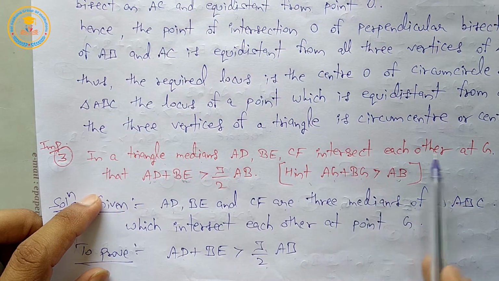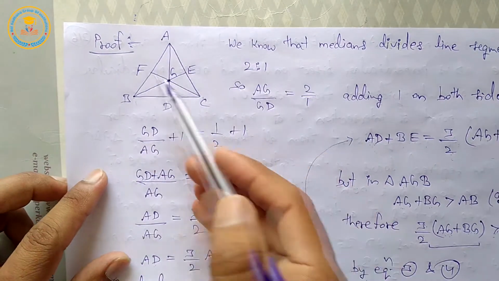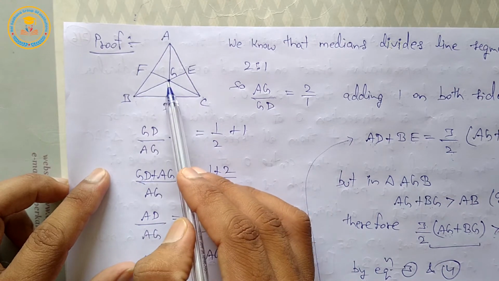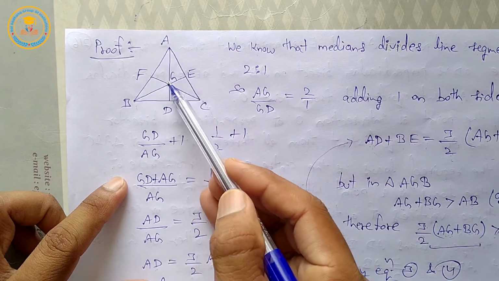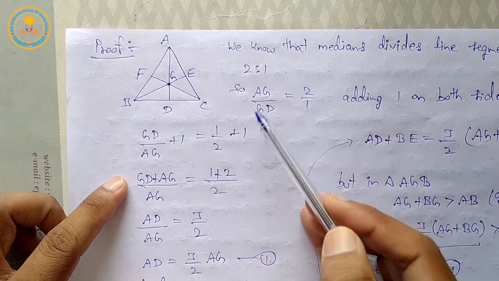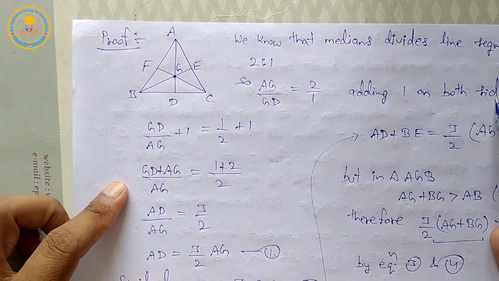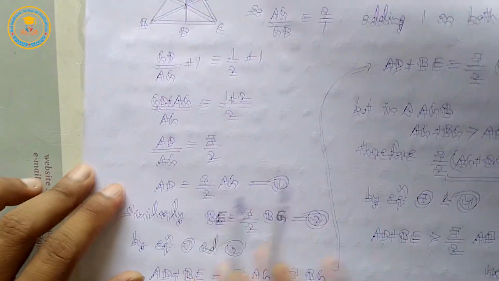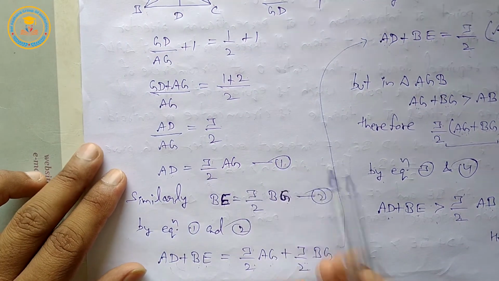Therefore, we first calculate the value of AD. The value of AD is 3/2 AG. This is equation first. Similarly, the value of BE is 3/2 BG. By equation first and second, adding left hand side to left hand side and right hand side to right hand side, AD plus BE on the left, and 3/2 AG plus BG on the right, where 3/2 is common.